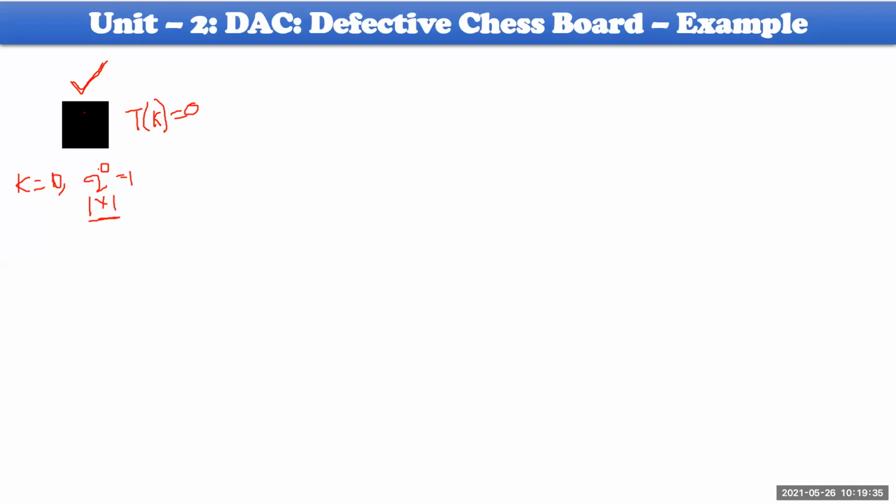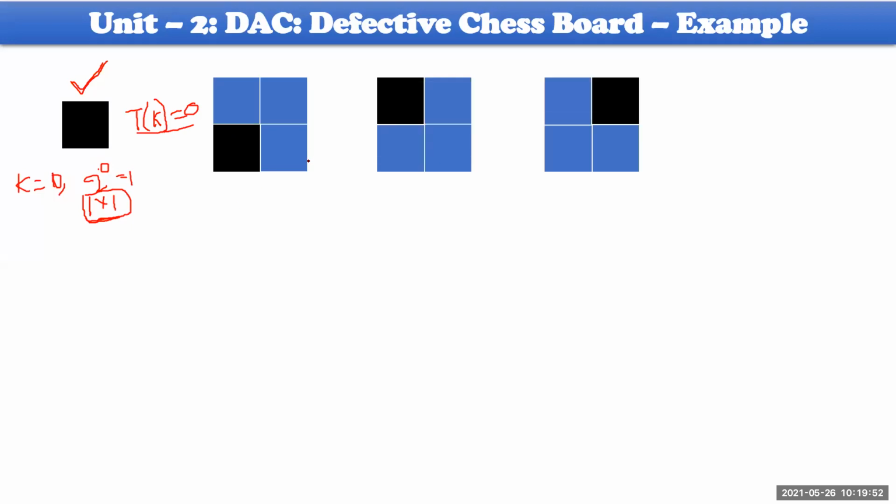We did not place any triomino on this one because the size of your chessboard is 1 by 1. Only one tile will be there. So T of k will be equal to 0. Then secondly, if you consider this is 2 by 2, one more 2 by 2, one more 2 by 2. So these are the 4 possibilities.